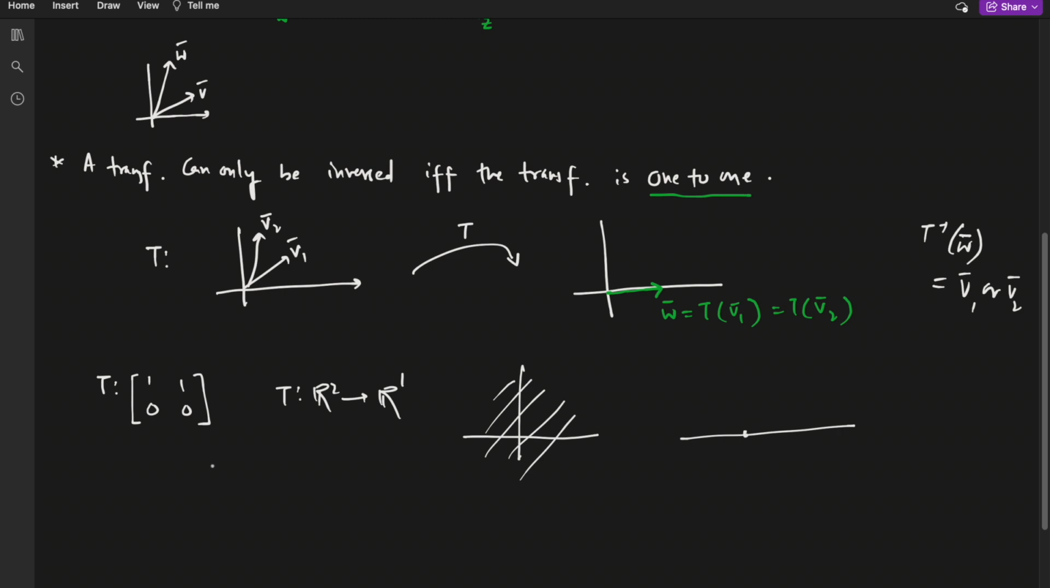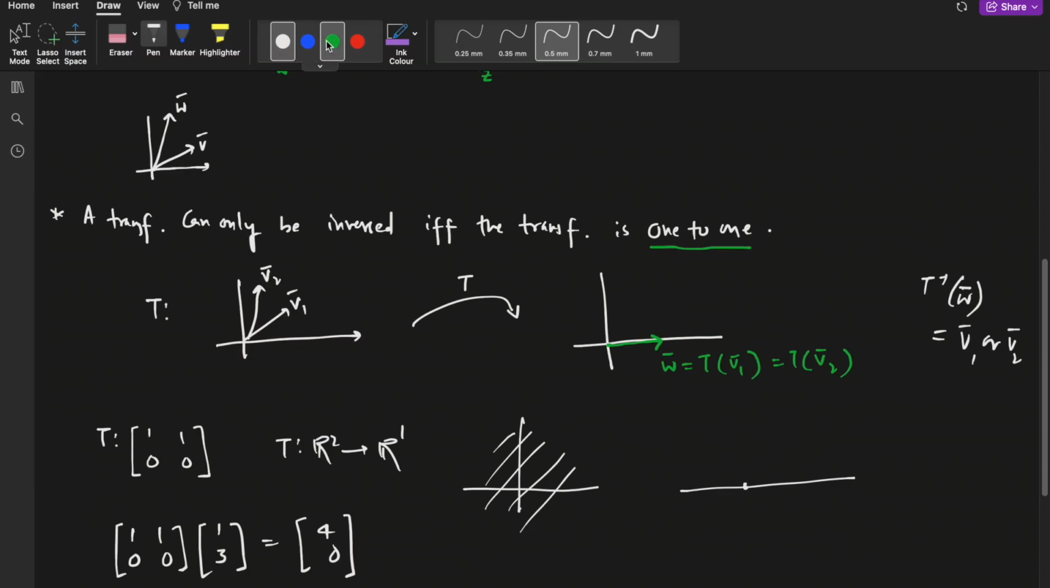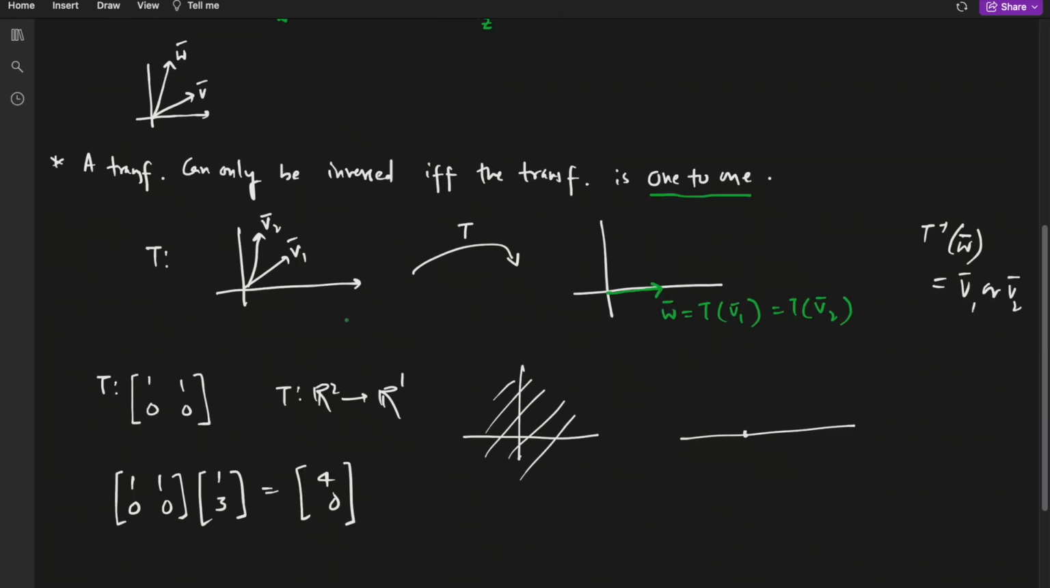So in this case, for example, if I check this matrix 1 0 1 0, and take a vector, let us suppose 1 comma 3, then what is its output? It's 4 comma 0, right? So 1 comma 3 is maybe lying somewhere here, and it is moved to 4 comma 0, somewhere here.